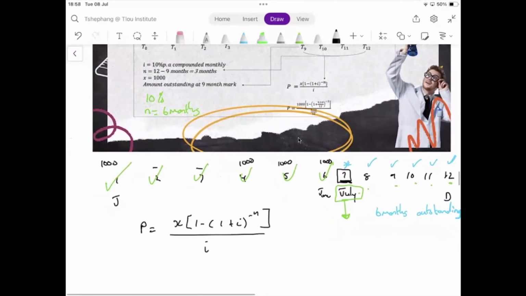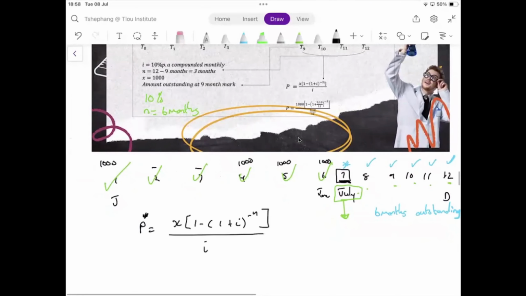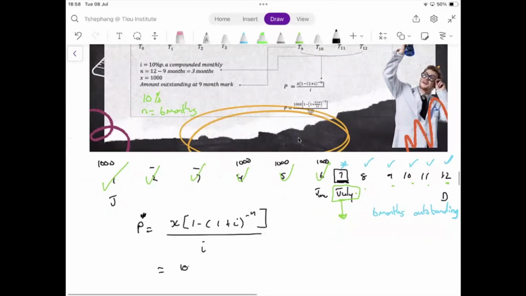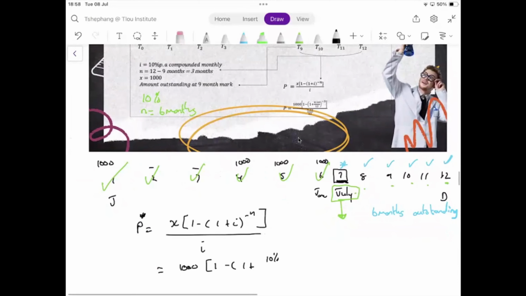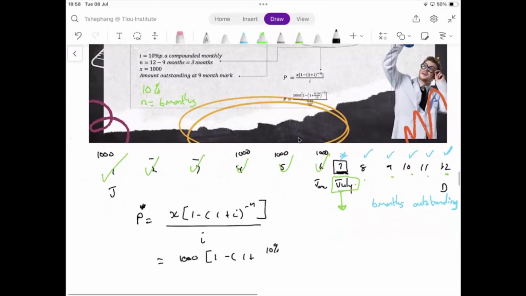What is it that we're trying to calculate? We're trying to calculate the balance outstanding. Our X is 1,000. 1 minus 1 plus the interest rate, which is 10% compounded monthly. Now, what do I have to put here? Can anyone guess?